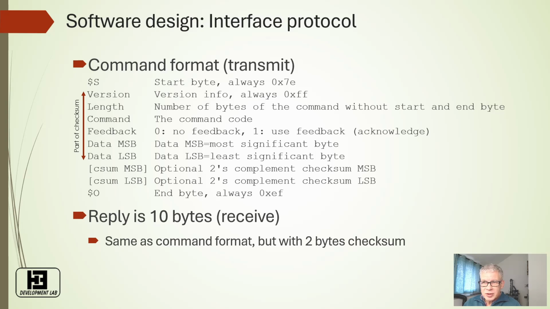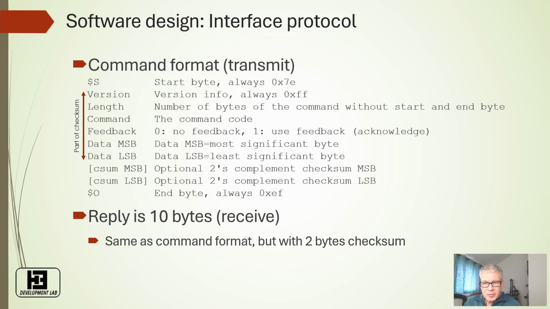Then you get a length, which is the number of bytes of the command without start and end byte. In this case, when we omit the checksum, that is always a 6. Then you get a command byte, which tells the chip what to do, playing a song or whatever. Feedback can be set to yes or no by applying a 0 or a 1, and that feedback is more or less an acknowledge that the command was correctly received.